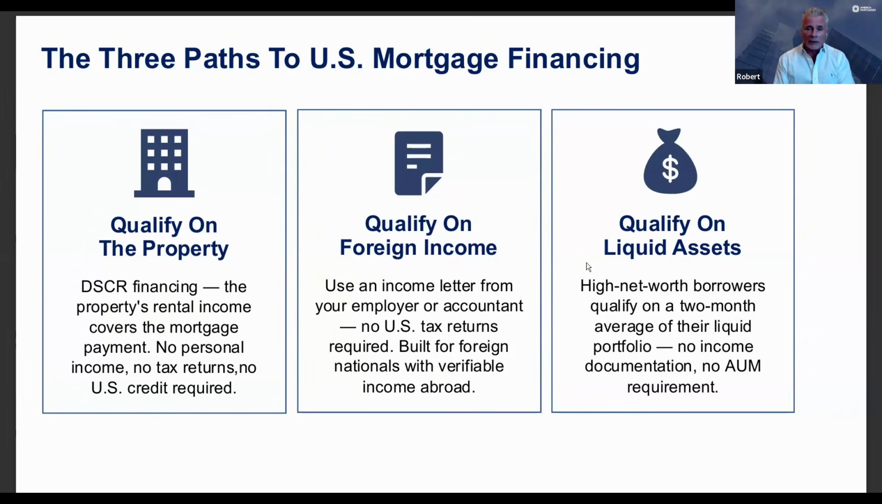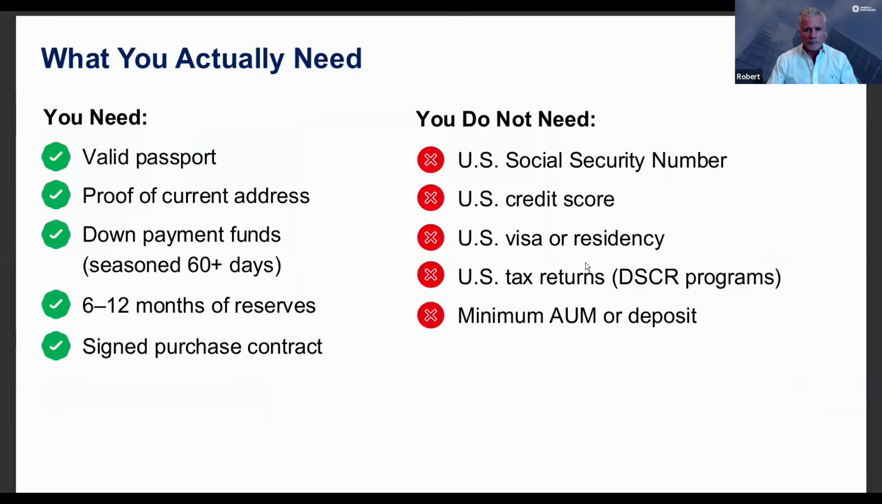There's no encumbrance on this, but it allows a very simple, clean process for high net worth individuals, whether expats or foreign nationals, to be able to qualify for a US mortgage. Probably one of the easiest loans that you've ever done.